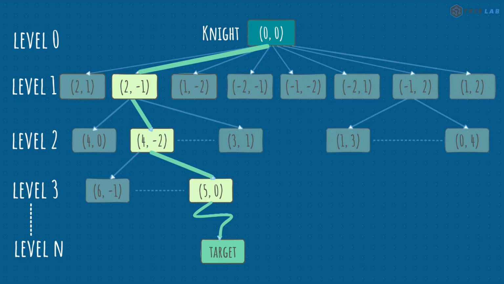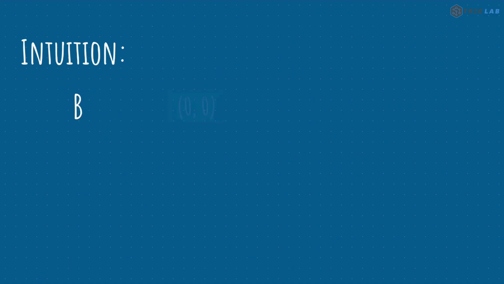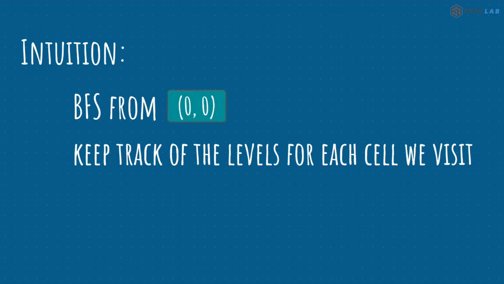So if you remember from the graphs in action video about breadth first search, we mentioned that BFS, or breadth first search, can help us find the shortest path in an unweighted graph. Just to recap, BFS explores the graph level by level using a queue, which means that the first time we visit a cell, we have already taken the minimum number of steps to reach it.